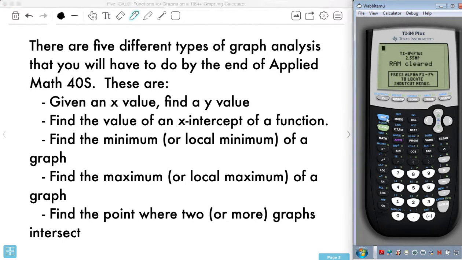If you go to your calculator and you press second calc, which is the trace button, you'll see 7 different things you can calculate from a graph. We look at the first 5. The first one is if you're given an x value, find a y value.